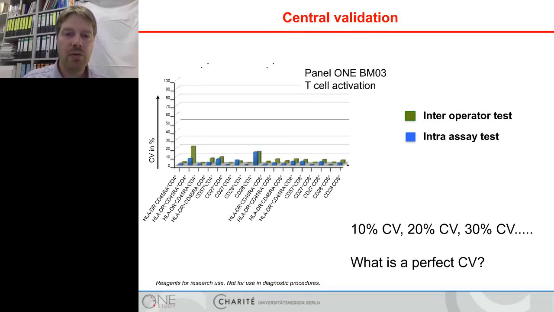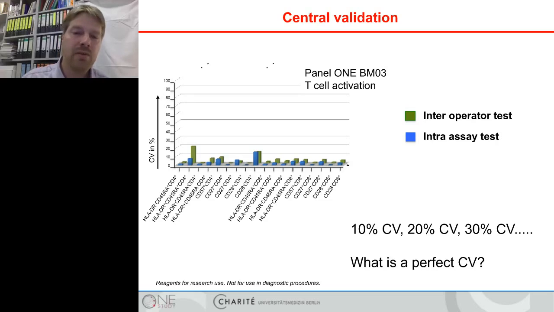This is a short overview for one of the panels for the interoperator test and the intra-assay test. At least we had really nice low CVs for the intra-assay test. For the most populations, less than 10%, and for some populations, less than 20%. Also, the interoperator test is comparable to this intra-assay test.